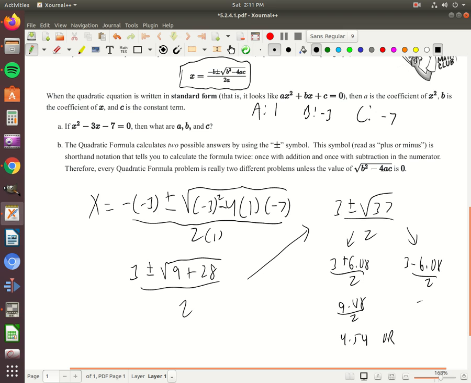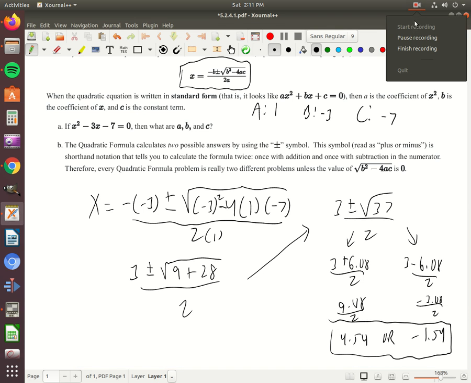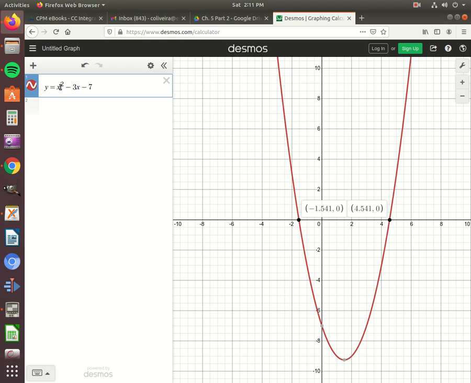Or, here I get negative 3.08 divided by 2, which I believe is negative 1.54. I'm not necessarily sold on these, so hopefully I'm right. I'm going to pause and go into Desmos, and we'll see if those indeed are our x-intercepts. Y equals x squared minus 2x minus 7, and you can see we did get negative 1.54 and 4.54.